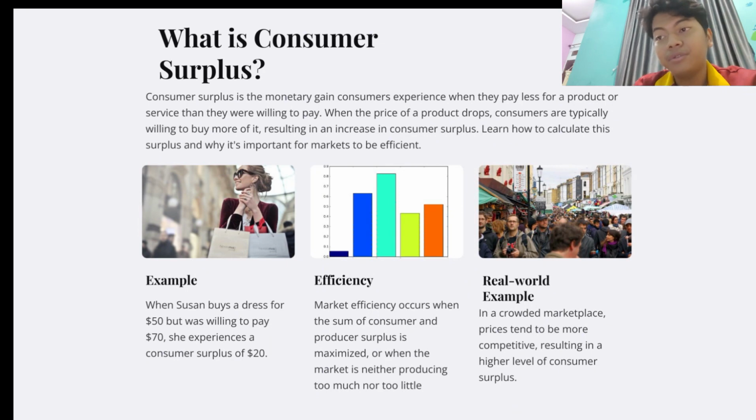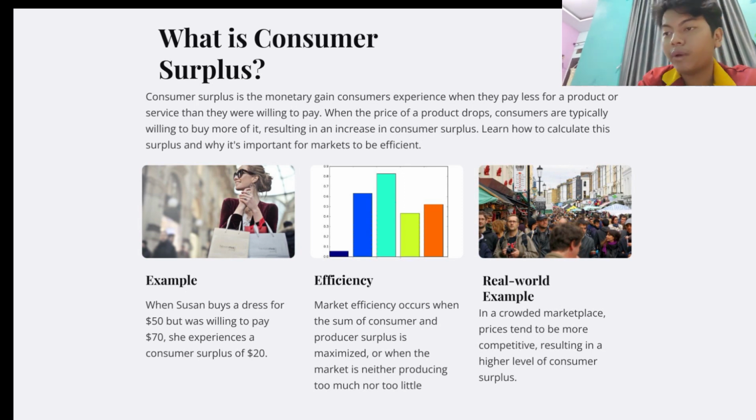Example: when Susan buys a dress for $50 but was willing to pay $70, she experienced a consumer surplus of $20.